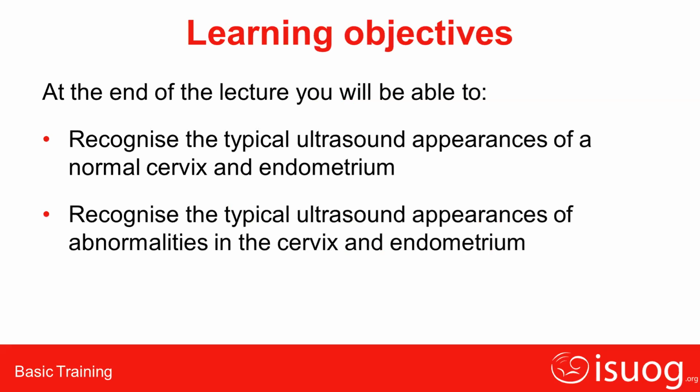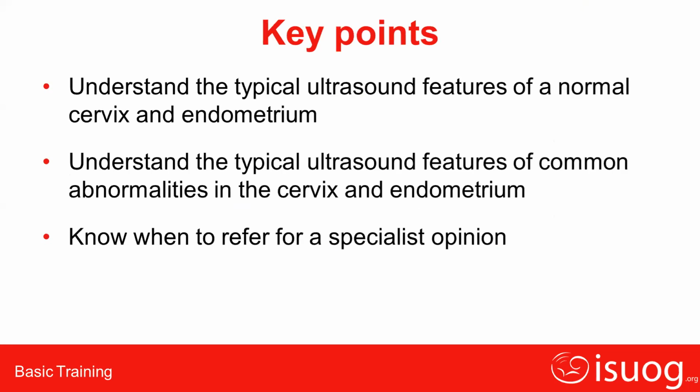The learning objectives: at the end of the lecture, you will be able to recognize the typical ultrasound appearance of normal cervix and endometrium, and also know the abnormalities in the cervix and the endometrium. The key points are, at the end of the talk, you will know how to differentiate between normal and abnormal appearances of the cervix and endometrium, so that we can refer a case for a second opinion if we are in any doubt, or if we think that it is a case of malignancy.